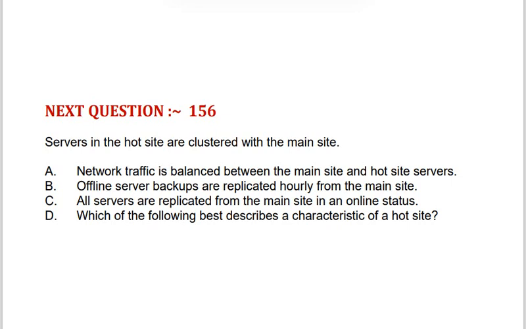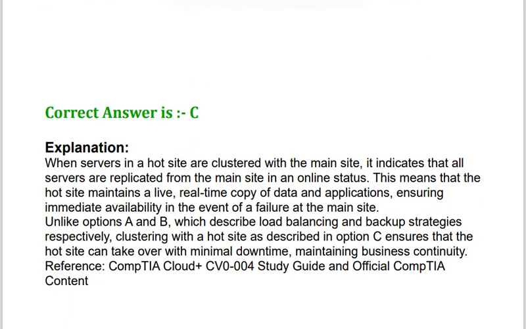Question is, servers in the hot site are clustered with the main site. Option A, network traffic is balanced between the main site and hot site servers. Option B, offline server backups are replicated early from the main site. Option C, all servers are replicated from the main site in an online status. Option D, which of the following best describes a characteristic of a hot site? Option D is the actual question. Correct answer is option C.